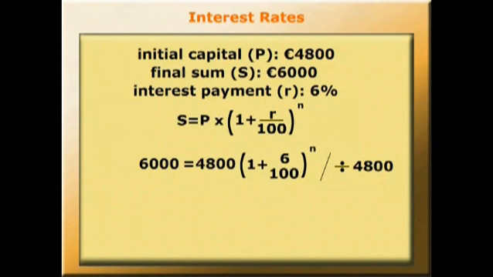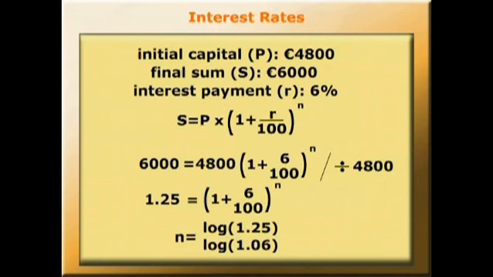6,000 divided by 4,800 is 1.25. 1.25 equals (1 plus 6 over 100) to the n. That means that n equals the log of 1.25 over the log of 1.06, which gives us 3.83.